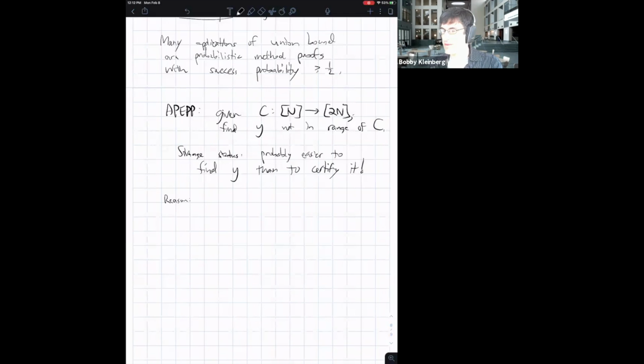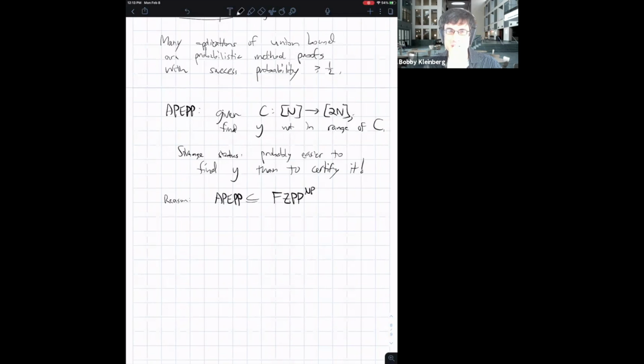And if you want inverse exponential probability of failing to contain a solution on your list, then instead of guessing just once, guess polynomial in n number of times. Okay, so one way of expressing this is that APEPP is contained in FZPP to the NP.